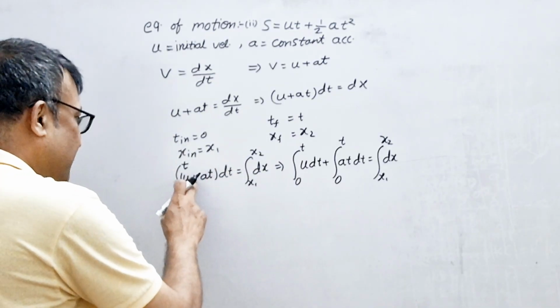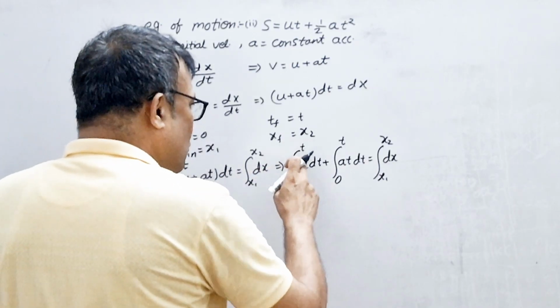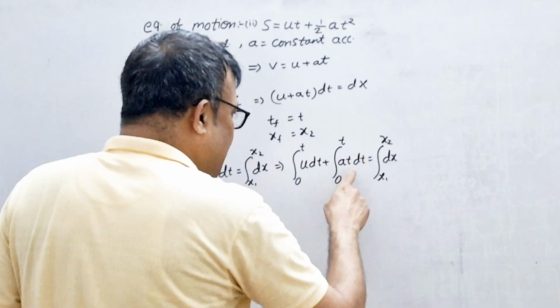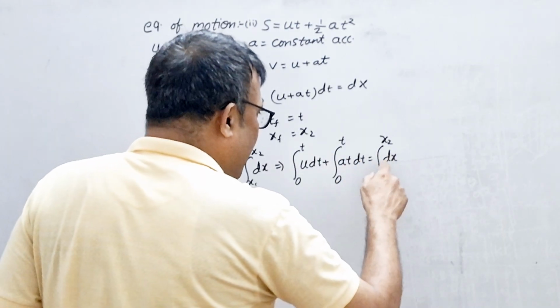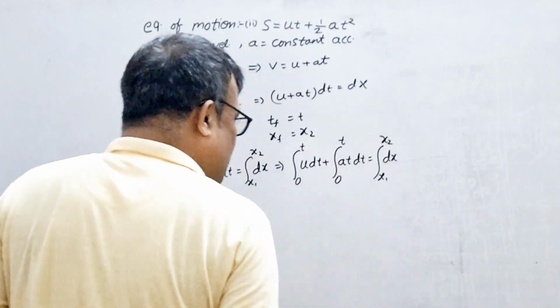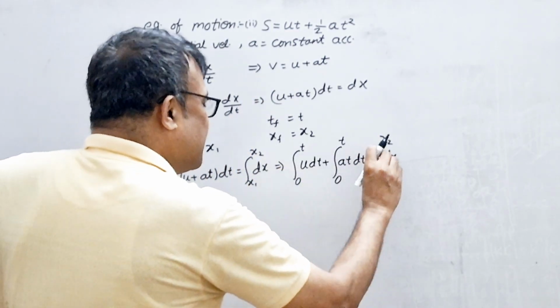Here we integrate these two terms separately, so it will become u dt, limit of 0 to t. Second term will be at dt with limit 0 to t, and right hand side will be integration of 1 dx, limit x1 to x2. Now using definite integration rule, we solve this integration.